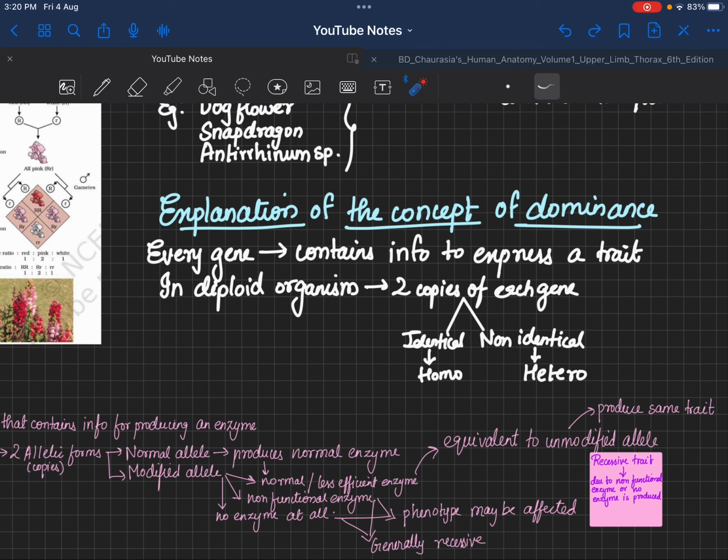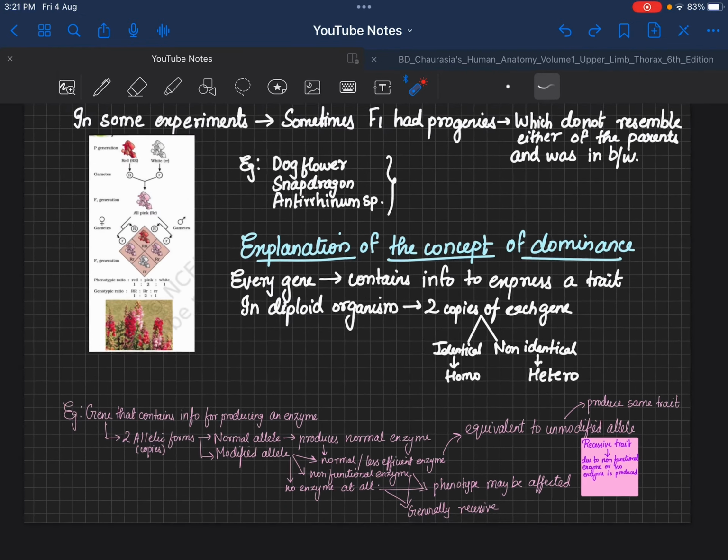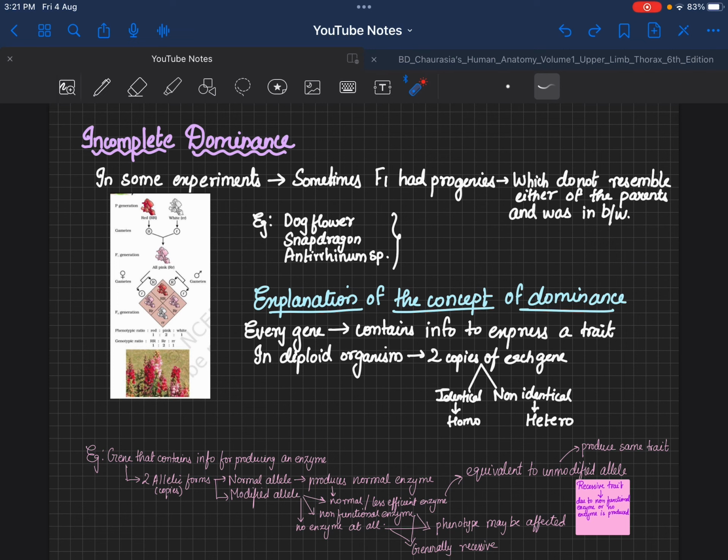That is why, with a non-functional enzyme or no enzyme, the phenotype may be affected. That is why it is generally recessive. Now the recessive trait is formed due to a non-functional enzyme or no enzyme being produced. That time only recessive is produced. Otherwise we have dominant only. So this is all for now.